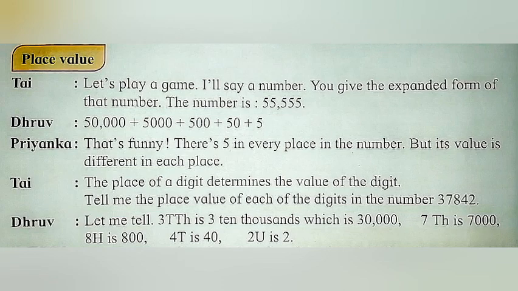Now here first we are given 55,555: 50,000 plus 5,000 plus 500 plus 50 plus 5. Now here each place carries a different place value. The values of the digits are different. So here they are telling us that the place value of each digit is different, even if the digits are the same.